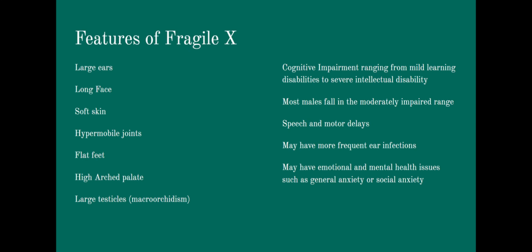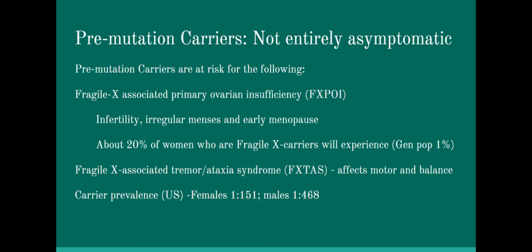Speech and motor delays are common with full Fragile X. These kids may have more frequent ear infections for unknown reasons, and emotional and mental health issues. Now, in milder cases, what you might see is a tendency towards social anxiety or general anxiety disorder. In more severe cases, you might actually see behavioral aggression and other really severely inappropriate behaviors. And that's all from the lack of that protein in the neurons and other nervous tissue in the brain.